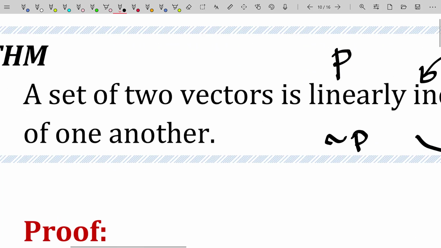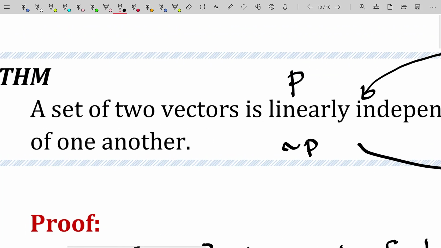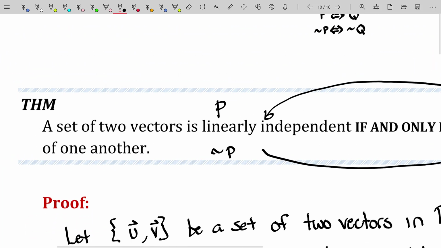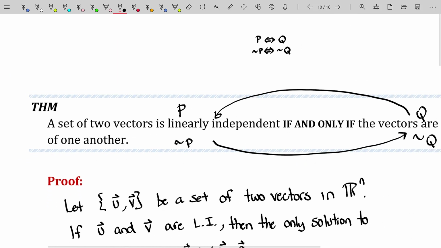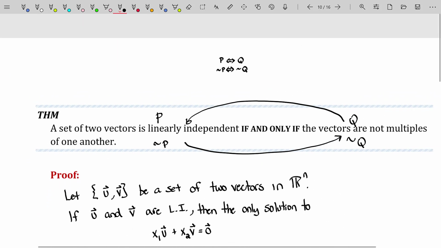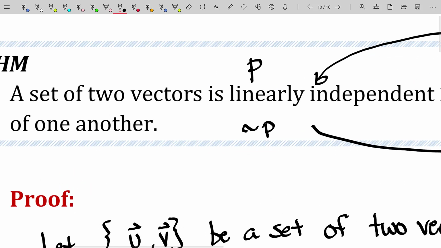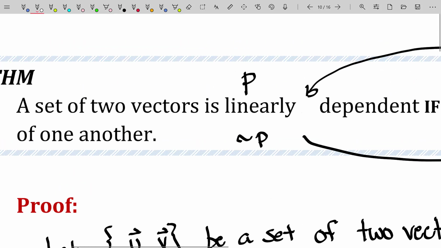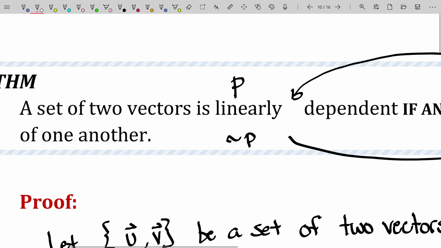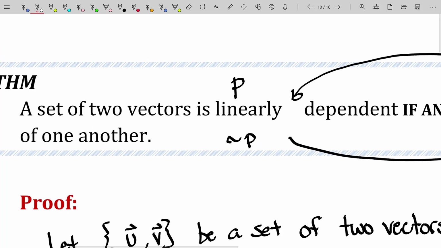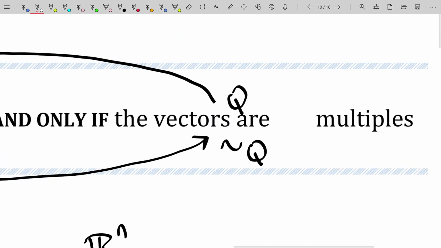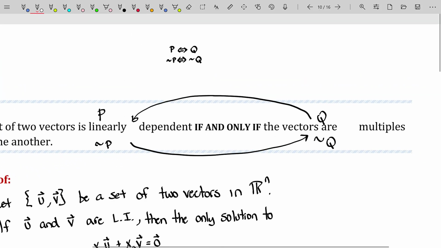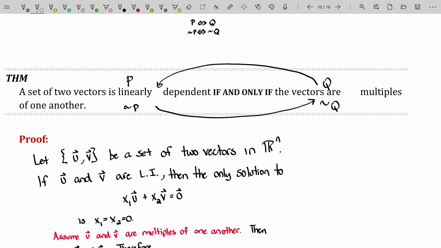And so this original bijection deals with a set of two vectors that is linearly independent, stating that that is true if and only if the vectors are not multiples of one another. Well, the contrapositive of that tells us a set of two vectors is linearly dependent if and only if the vectors are multiples of each other. And we actually proved that last time.